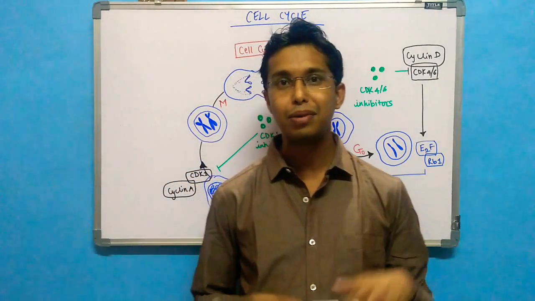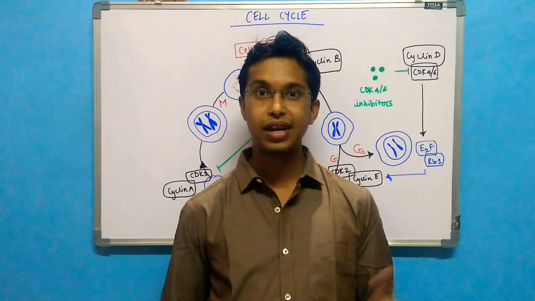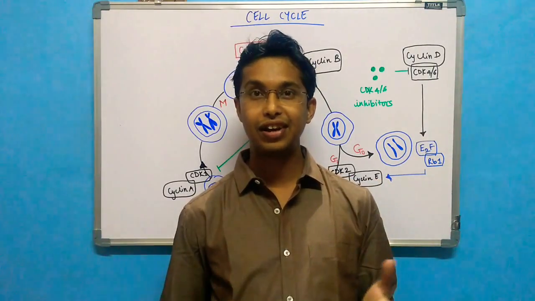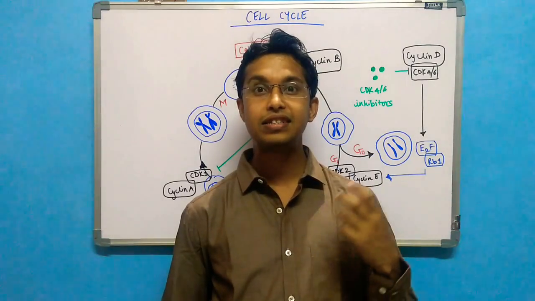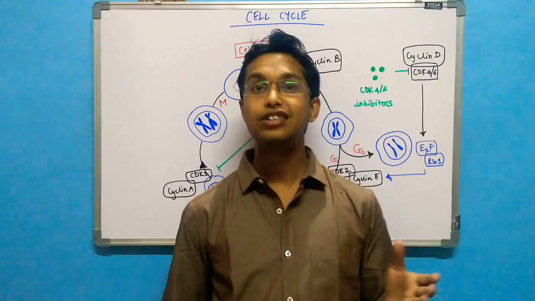Today we are going to talk about the cell cycle. What exactly happens when cells divide? Okay, that we are going to talk about. Now, when the cell cycle is not regulated, when cell division is improper or incorrect or uncontrolled, that leads to cancer.